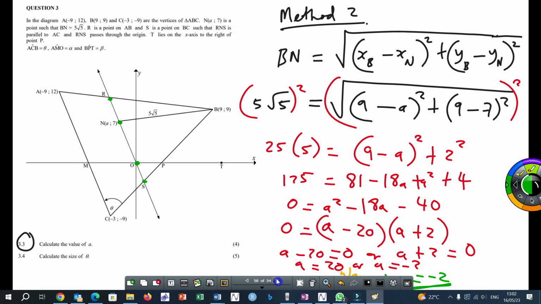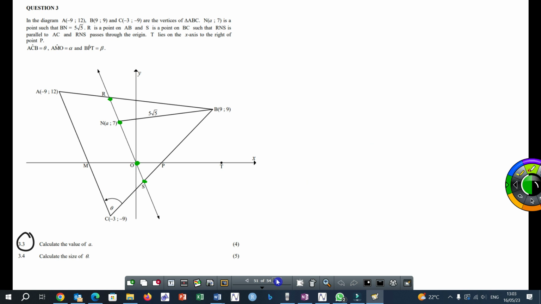Alright, then let's move on to 3.4. Now 3.4, we now have to calculate that angle. Okay? Now this is going to be easy, so let's do it this way.